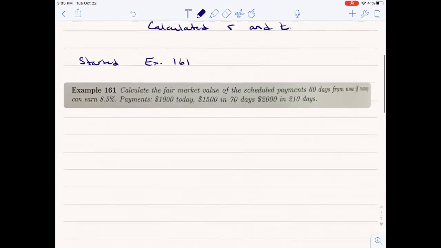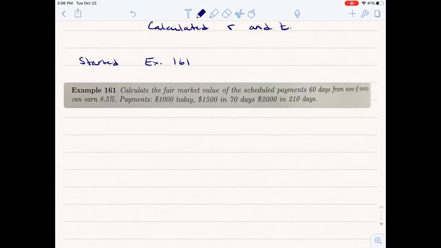All right, so we were working on this problem, right? And remember, for timelines, the first thing you're going to do is you're going to read the problem and you're going to identify how many dates we're talking about, right? And so we're going to read this problem. So calculate the fair market value. So what is the value of the scheduled payments 60 days from now? So what's the value of all these payments 60 days from now, right? So we're talking about today, 60 days from today. So already we've seen 2 dates.